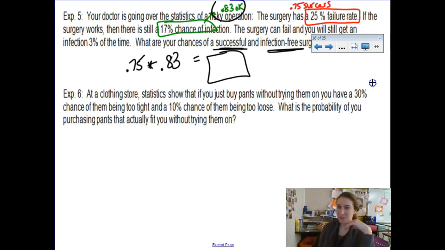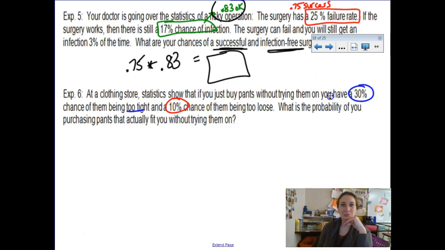All right, a clothing store. This is more my alley because this happens to me all the time. You have a 30% chance of the pants being too tight. So that means a 70% chance of being okay. Oh no, back up. 10% chance of being loose. Huh. What's the probability that the pants actually fit you?